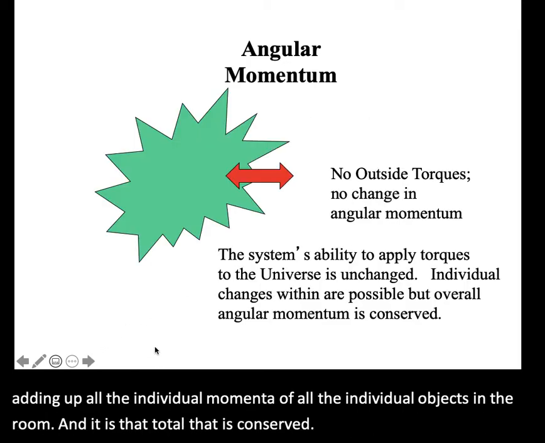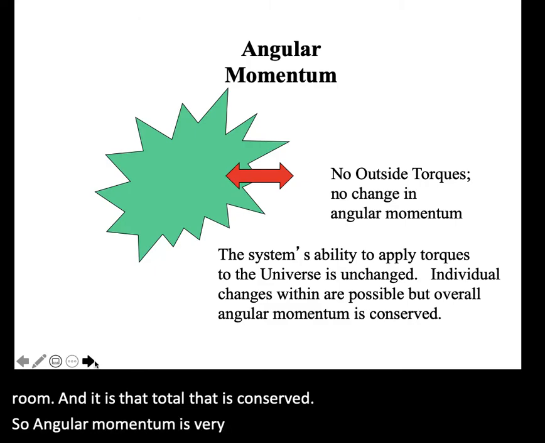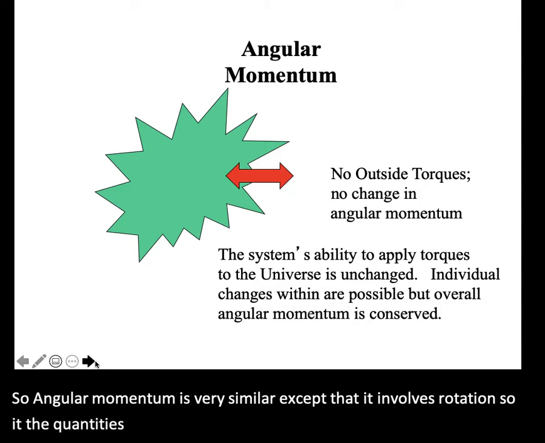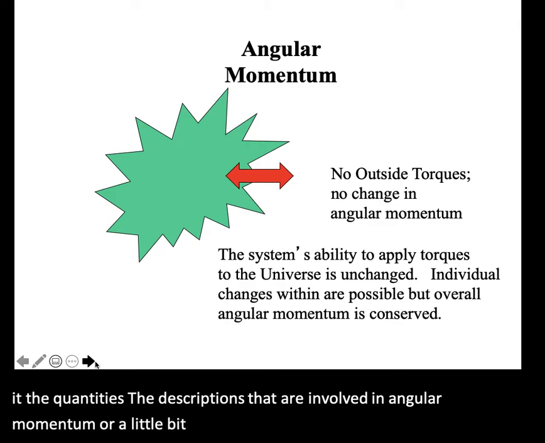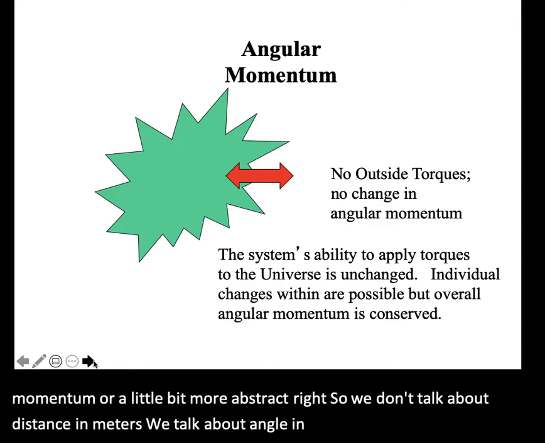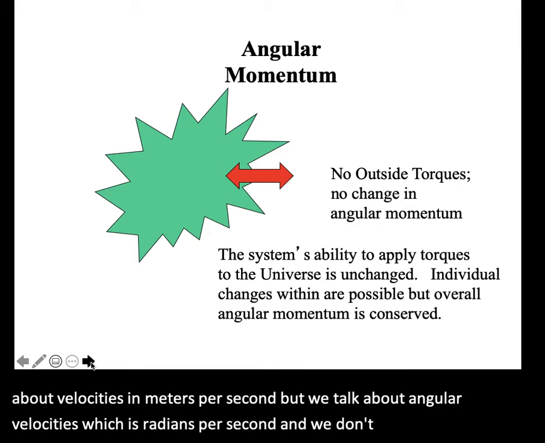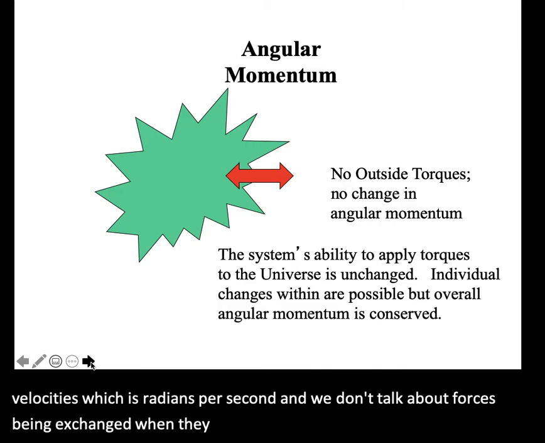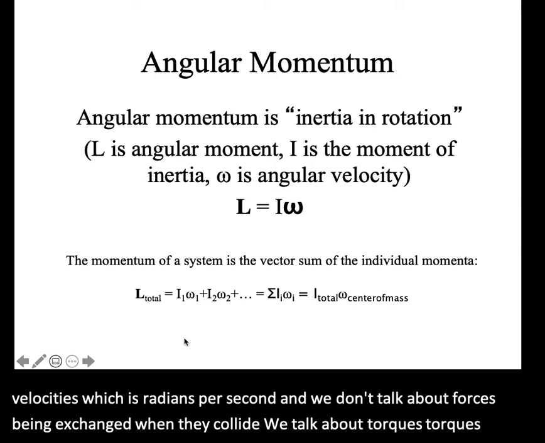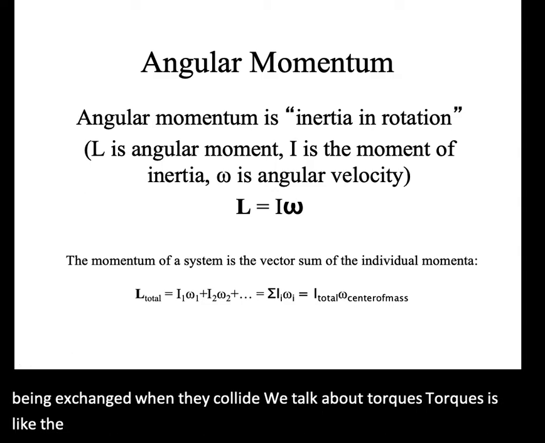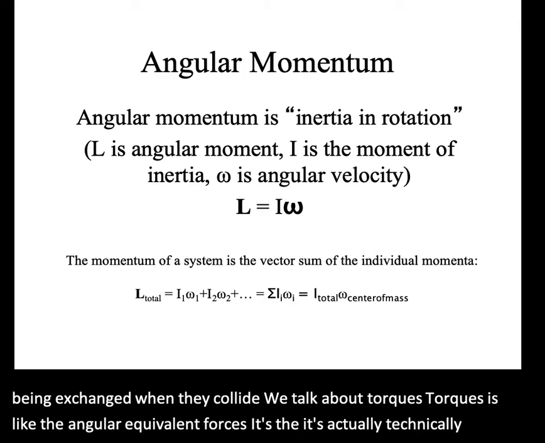So angular momentum is very similar, except that it involves rotation. The quantities involved in angular momentum are a little bit more abstract, right? We don't talk about distance in meters, we talk about angle in radians, and we don't talk about velocities in meters per second, but angular velocities, which is radians per second. And we don't talk about forces being exchanged when they collide, we talk about torques, right? Torque is like the angular equivalent of force. Technically, it's the force that causes you to rotate, right?